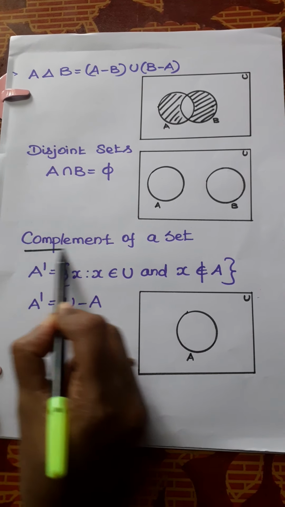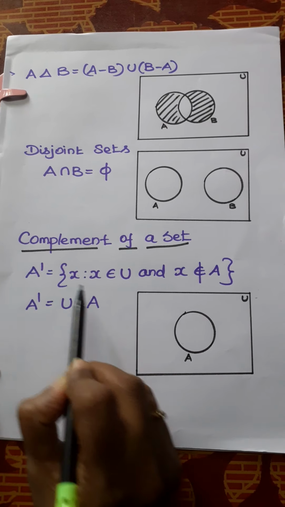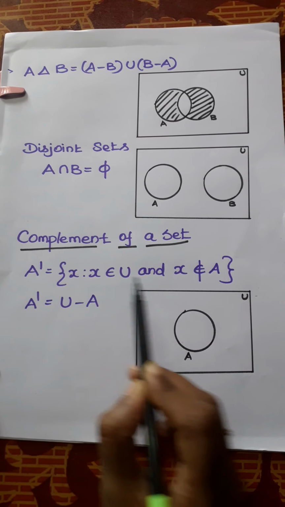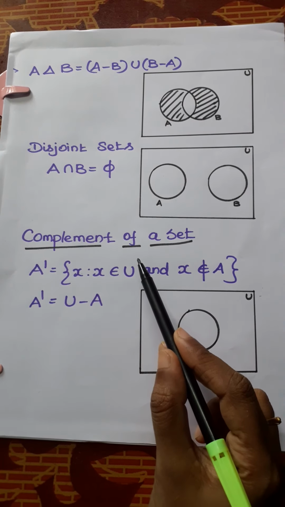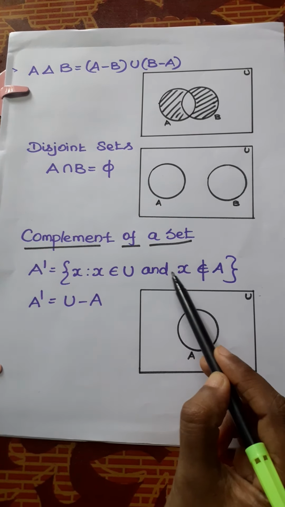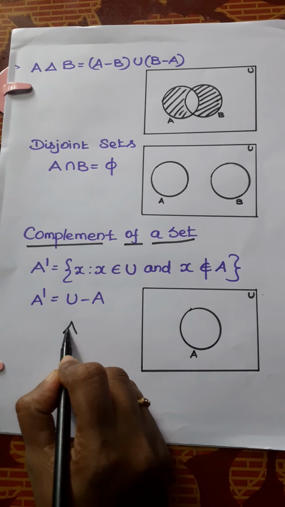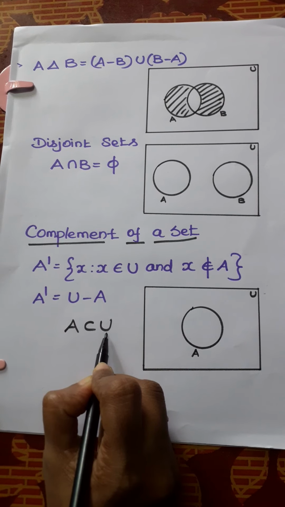The next one is the complement of a set. A dash is equal to the set of all x such that x belongs to U and x does not belong to A. This is A dash, the complement of a set. Actually, U is a universal set. Next, A is a subset of U. That is, all the elements in set A are in the universal set only.